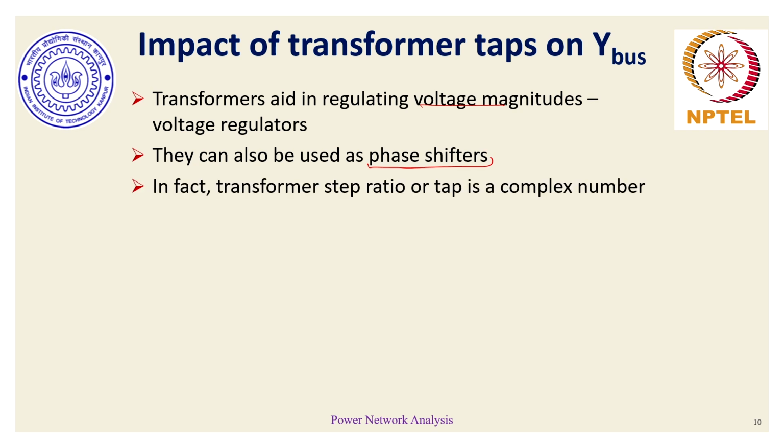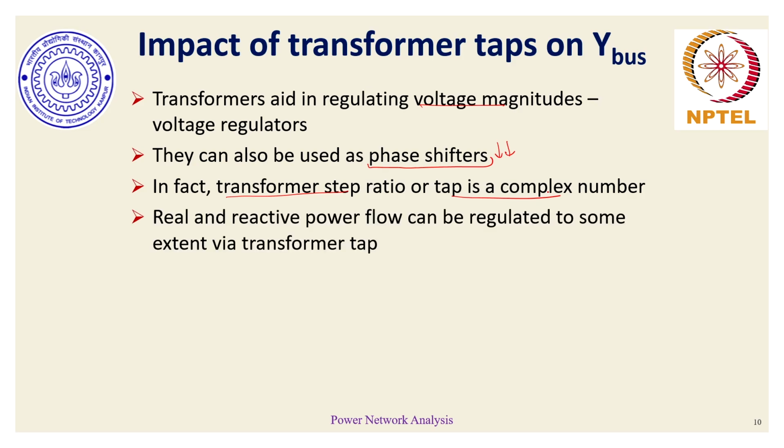So, in practicality, the transformer step ratio need not always be a scalar number. Because it can also regulate phase shifts, the transformer tap can also be a complex number. And by using this voltage regulation, as I mentioned yesterday in the previous lecture, real and reactive power flows are significantly affected through change of tap positions.